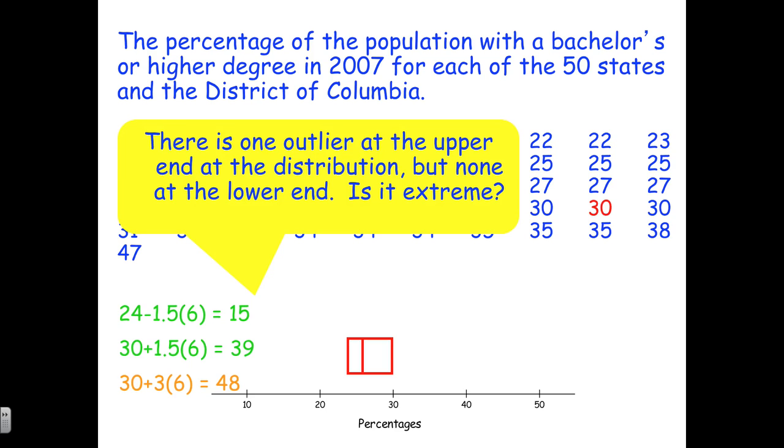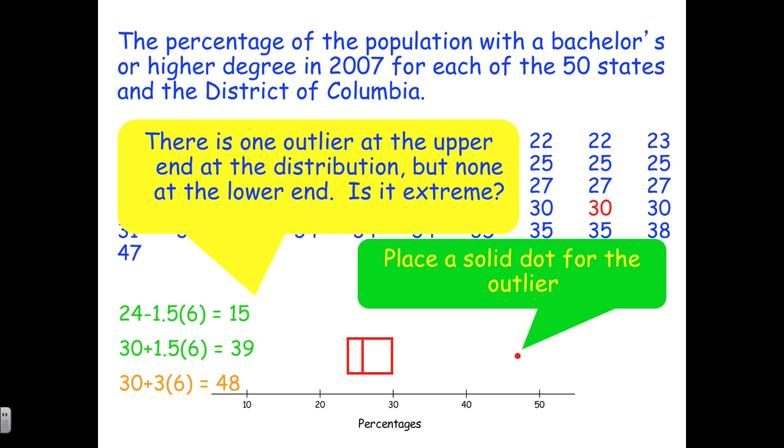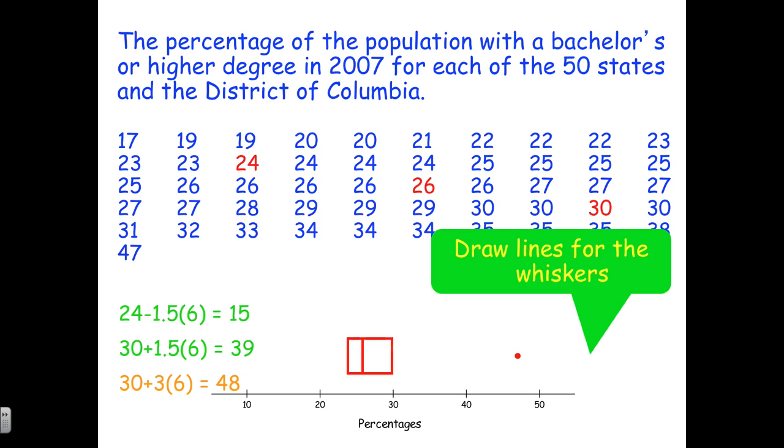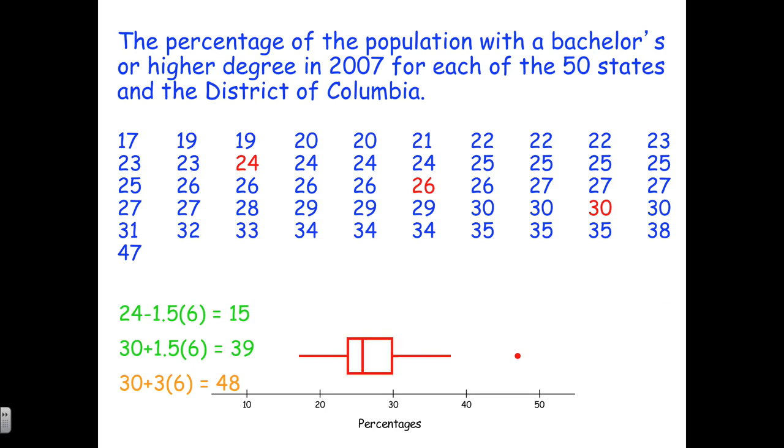Okay. Is 47 an extreme outlier? Well, multiply the IQR 6 times 3. Turns out that an extreme outlier would have to be 48 or larger. So it's not an extreme outlier. Put your solid dot for your outlier at 47. Draw your lines for the whiskers. Your lower line goes down to 17 to Q1. The upper line goes from Q3 at 30 all the way to 38, which is not an outlier, but it's our highest value that isn't an outlier.